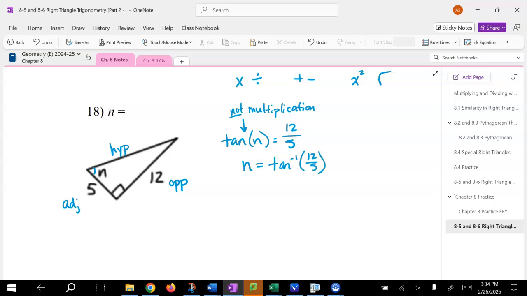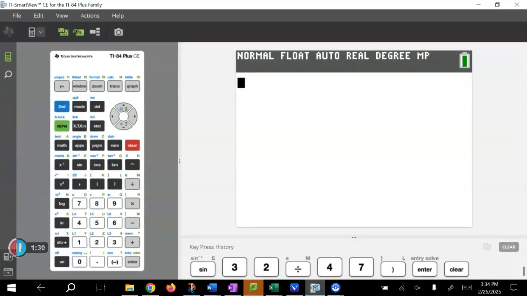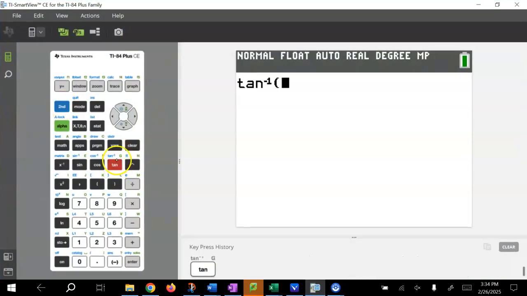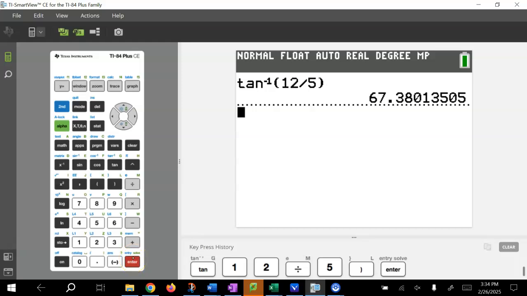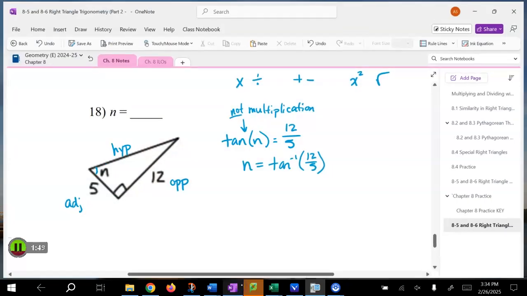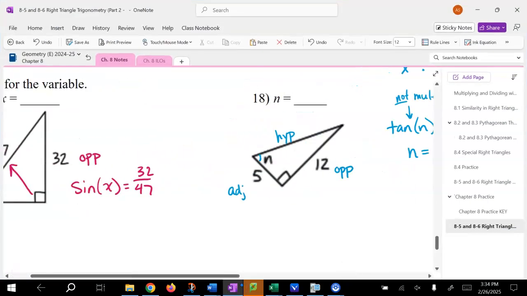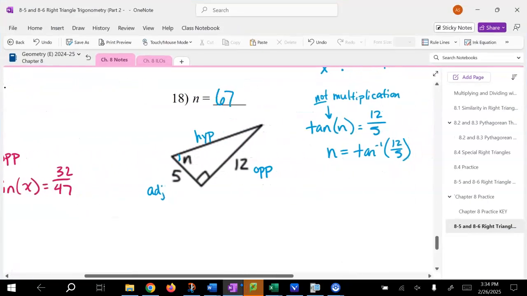So in your calculator, you're going to plug in second tangent, and you're going to see tangent with that little -1 as an exponent, and then you're going to do 12 divided by 5. That is your angle. We normally round angles to the nearest whole number, so 0.3, right, would leave this at 67 as a whole number. So our n would be 67, and it's an angle, so we're going to put a degree sign.